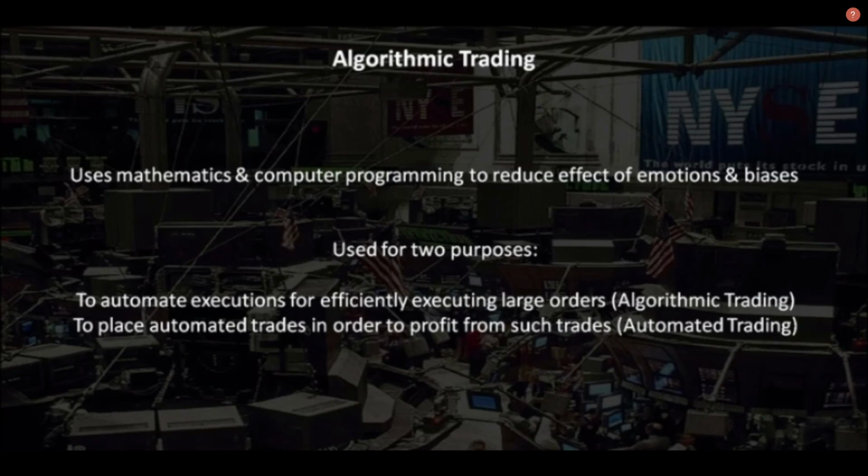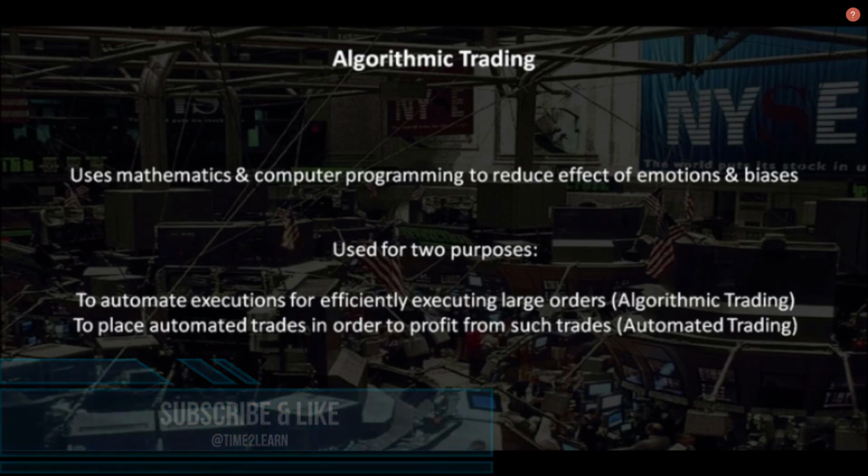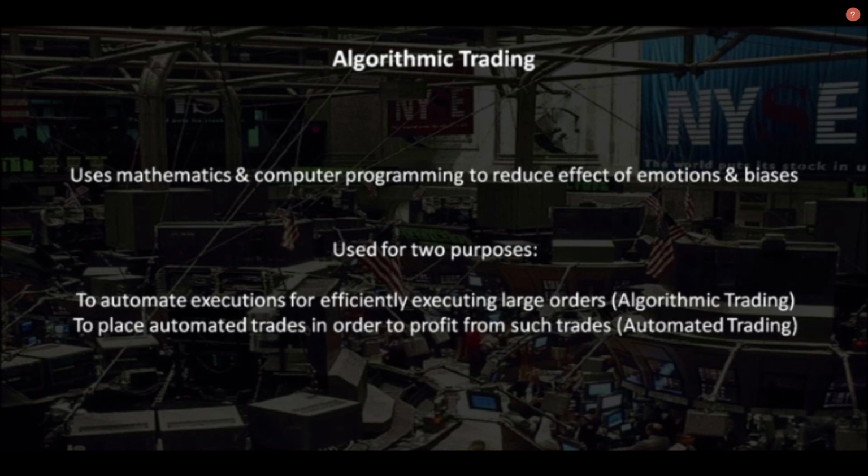Algorithmic trading uses mathematics and computer programming to reduce the effect of human emotions and biases in trading. Algorithmic trading is often used for two purposes. The first is to automate order executions for efficiently executing large orders. The second is to place automated trades in order to profit from them. Often the term algorithmic trading is used to refer to automating the order execution, while the term automated trading is used to refer to placing trades in order to profit.